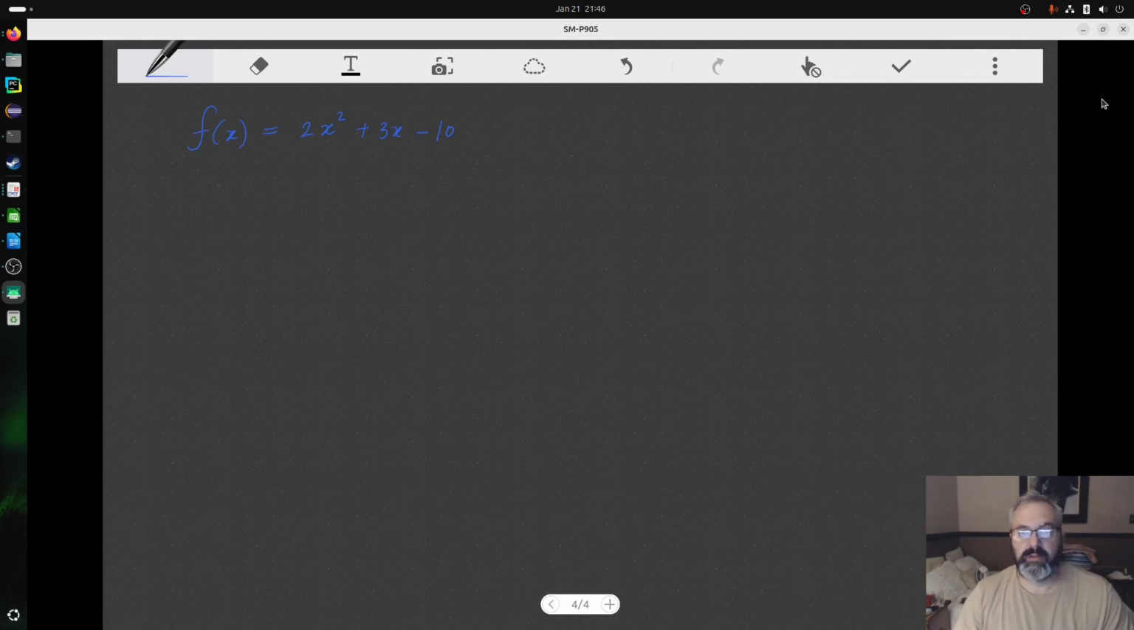2x squared plus 3x minus 10. Okay, so can you see a number of calculations? We've got this plus 3x, we've got this. There are some calculations, and we've got x's in those calculations. There's one right there, and there's one right there. Okay, so it means we've got a function of x.